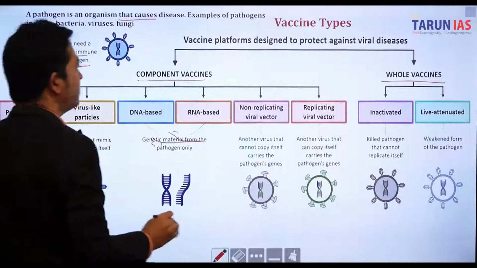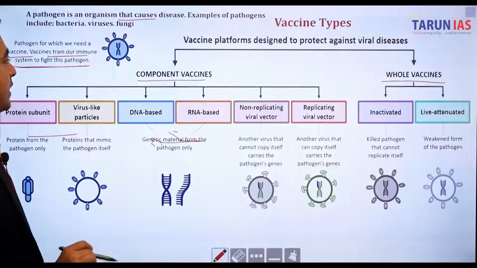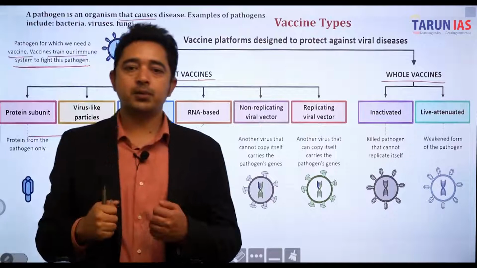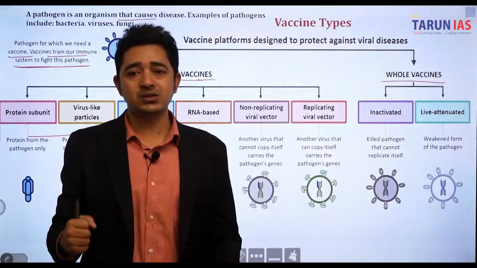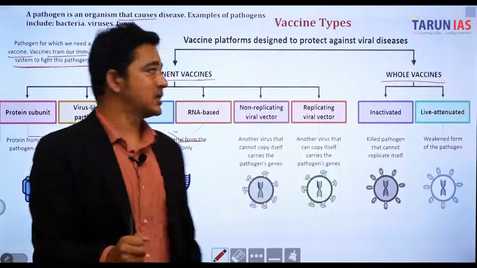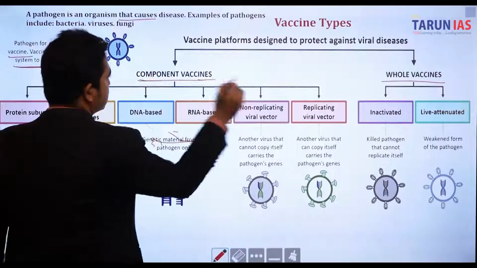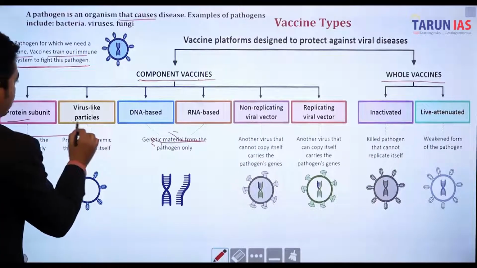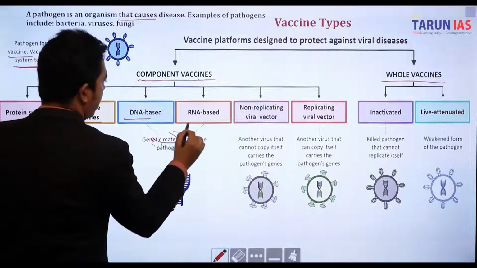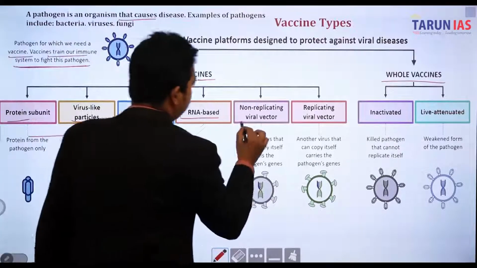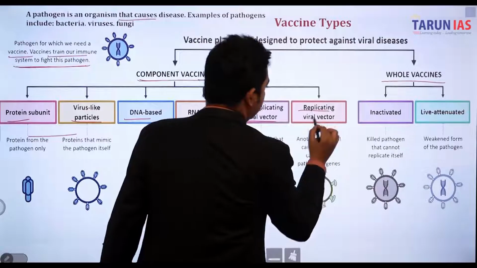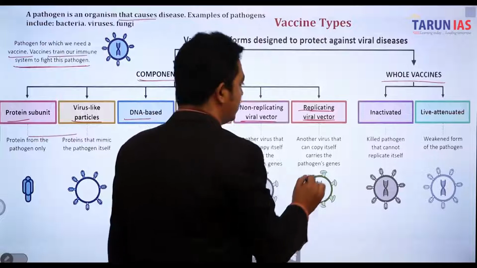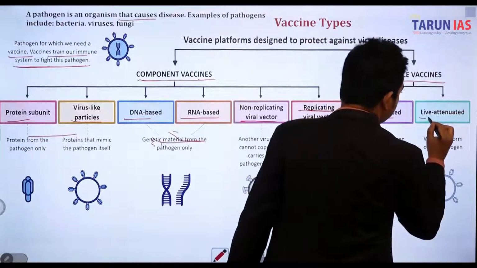So vaccine platforms are designed to protect against viral disease. So what is the main work of a vaccine? It builds up your immune system so that your host cells can fight such kinds of disease. So there is the component vaccine and the whole vaccine. What exactly is the component vaccine? Protein subunit, virus-like particle, DNA-based, RNA-based vaccine, non-replicating viral vector, and replicating viral vector. The whole vaccine is inactivated or live attenuated.